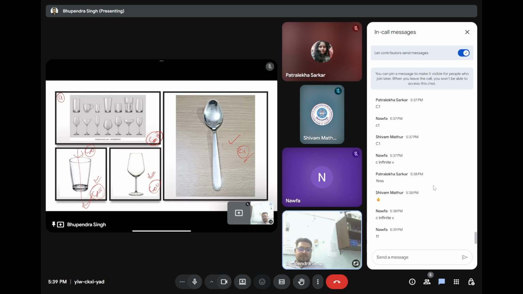Eleven. So one, two, 3, 4, 5, 6, 7, 8, 9, 10, 11, 12, 13, 14. So total 14 glasses are there. Out of which Nafa is saying 11 are C infinite V. What are the three you have considered?